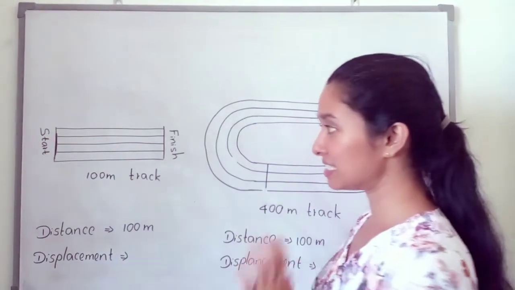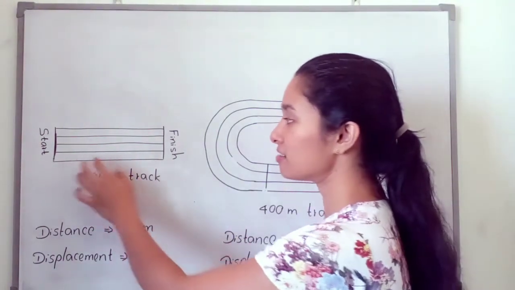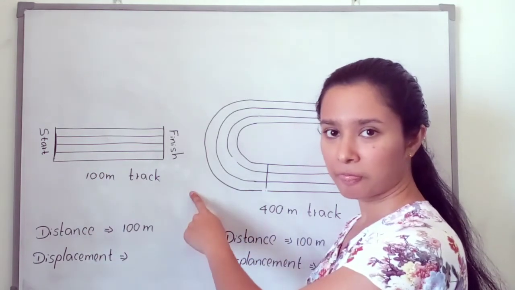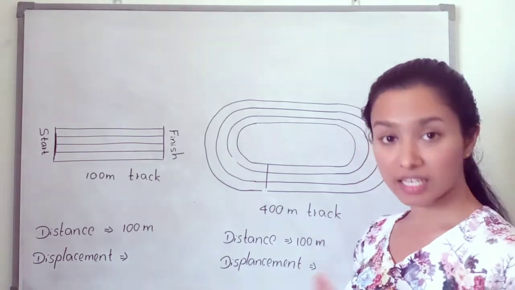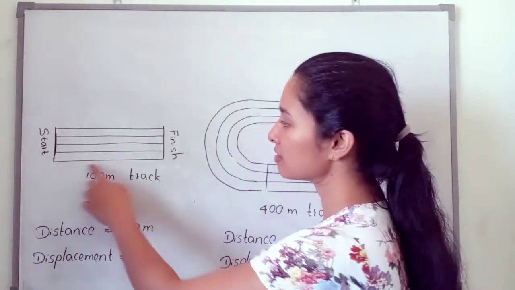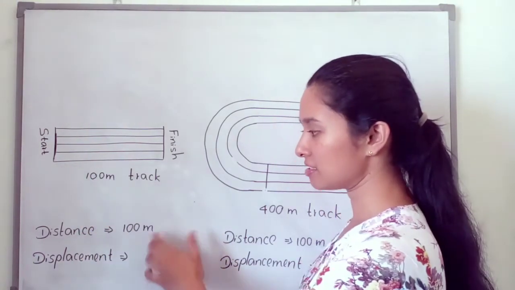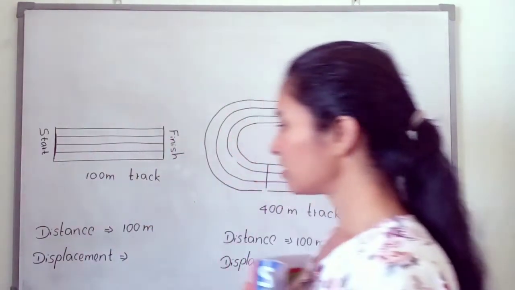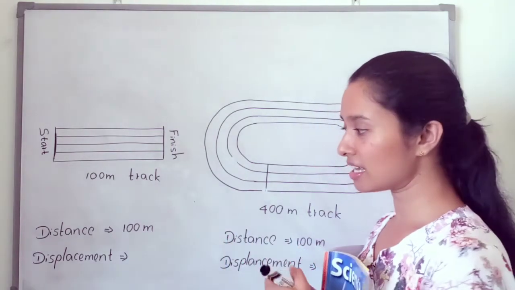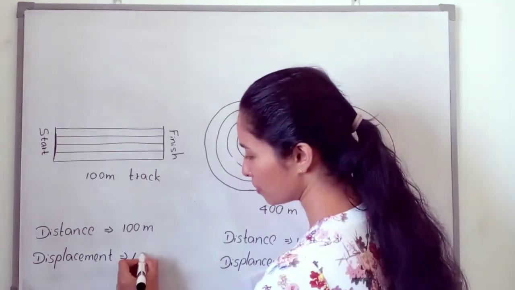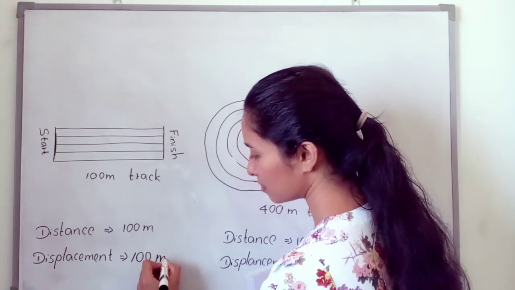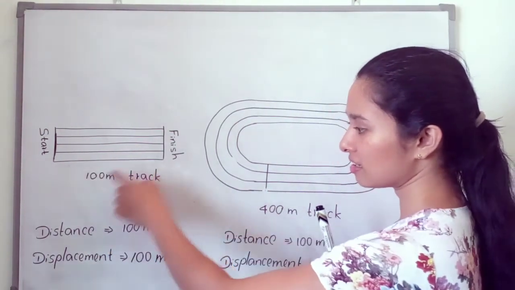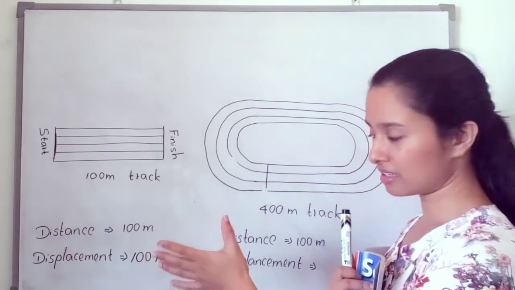So here we can tell in the 100 meters track, distance is 100 meters when we are doing the event. Distance is 100 meters and displacement is also 100 meters. Okay, distance, displacement, the straight length.